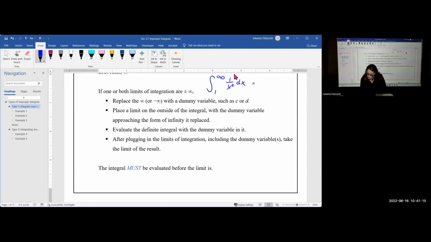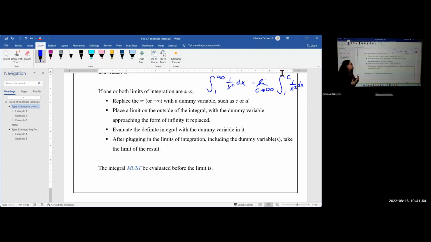Well, the first thing I want to do is rewrite this as a limit. I'm going to replace infinity with c, and I'm going to evaluate the integral from 1 to c of 1 over x squared dx. So I'm replacing the improper limit of integration with a dummy variable, whatever you want to call it, and then I take the limit of the integral as that dummy variable approaches the particular improper value that I replaced it with. So this is how we're going to evaluate these.